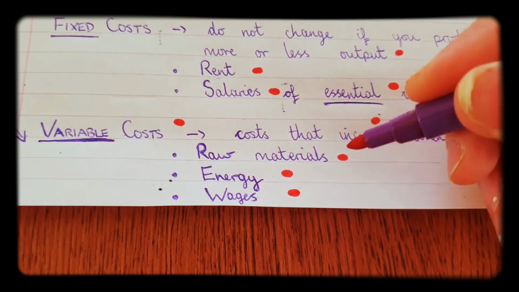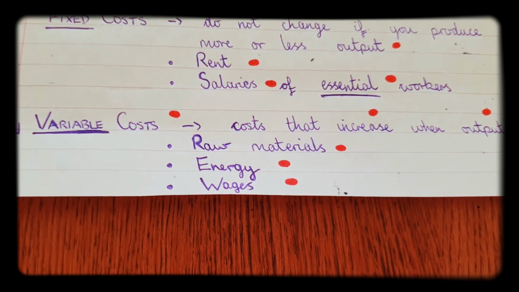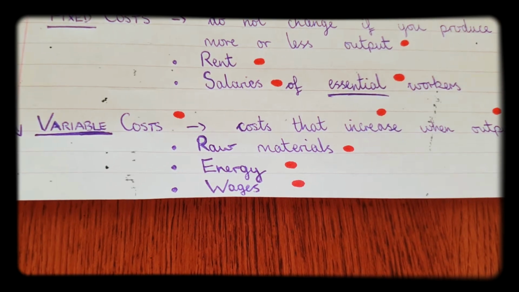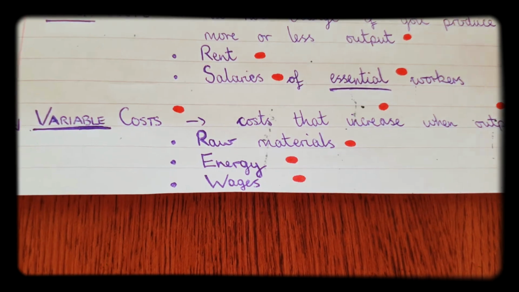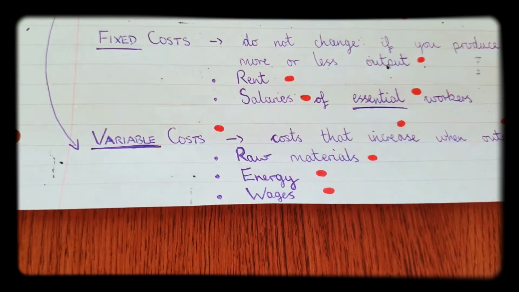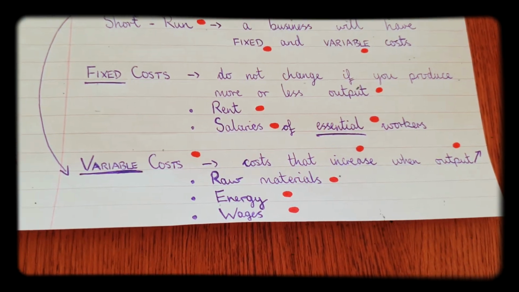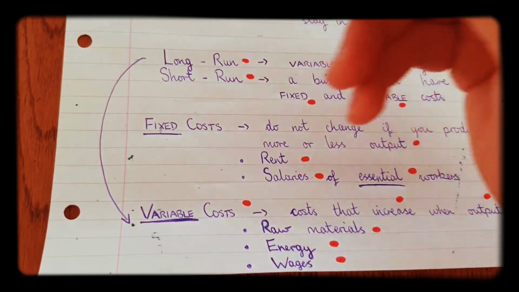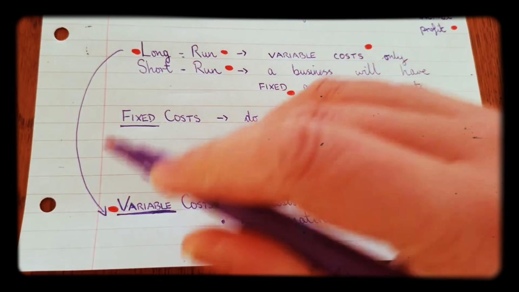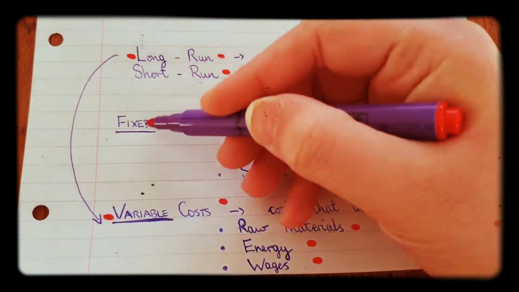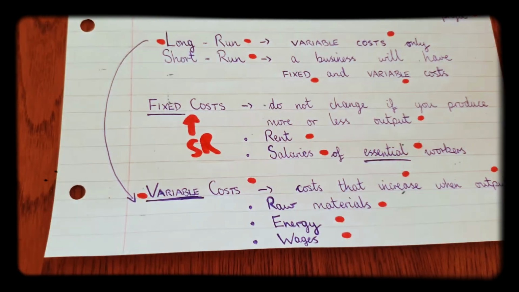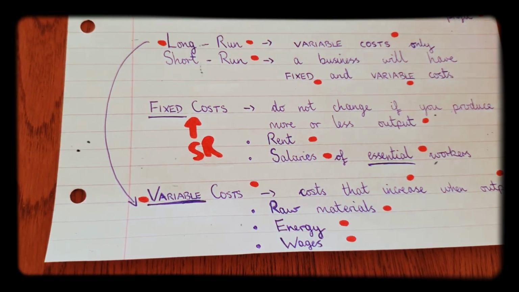And wages as well. So wages for the non-essential workers. The more the coffee shop gets busy, the more workers they're going to have to hire to fulfill the demand in the shop. So fixed costs and variable costs. Make sure you know the difference and make sure that you're aware that in the long run, only variable costs exist. All costs are variable in the long run. Fixed costs, these are only a thing in the short run. I hope that makes sense.